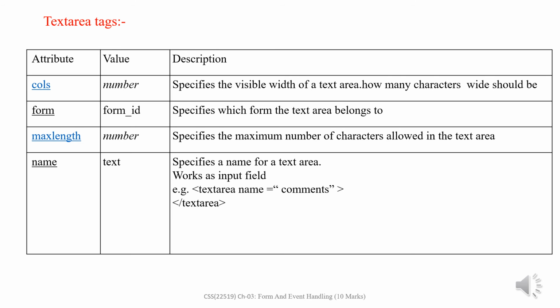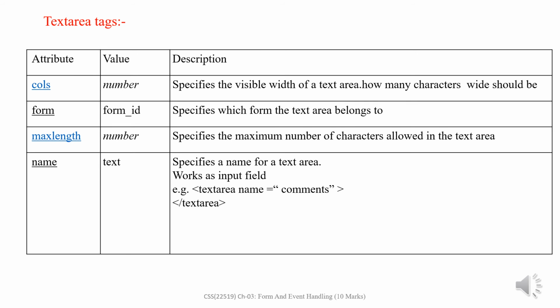Now maxlength. Maxlength is the attribute and the value is a number. It specifies the maximum number of characters allowed in the text area. So maxlength means how many characters in total can be inserted by the user in the text area. Now next is name. The name attribute has a text value, so it specifies a name for a text area.